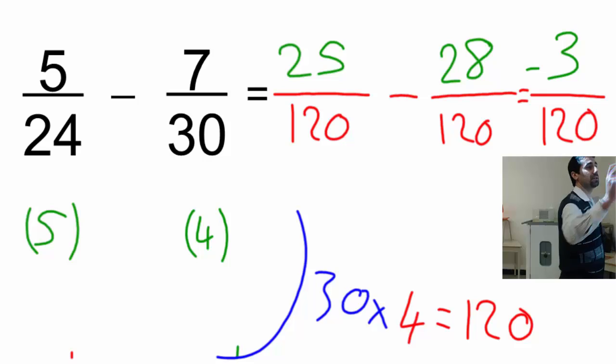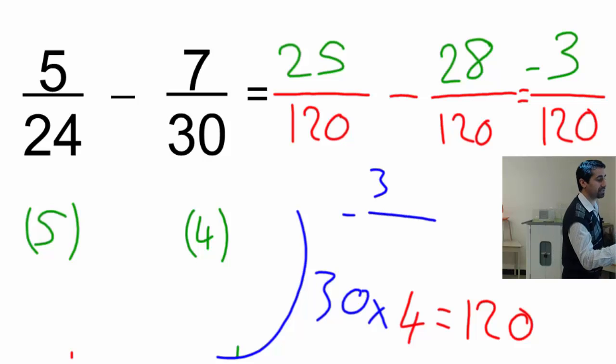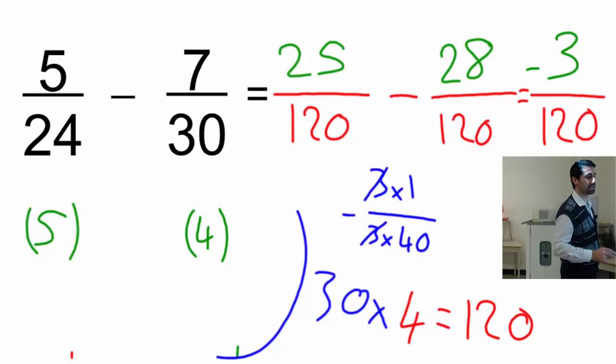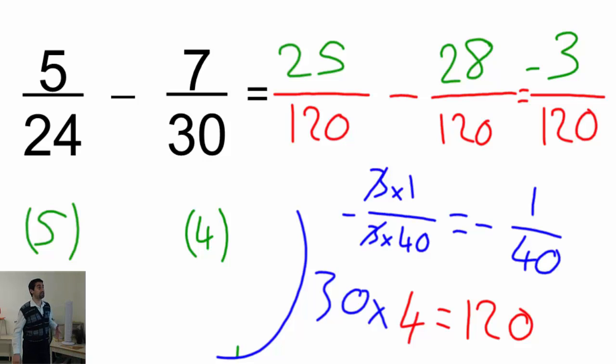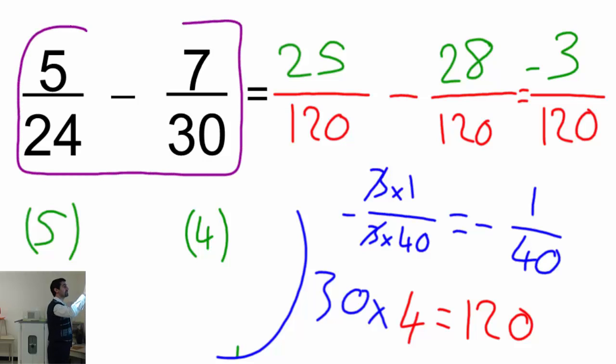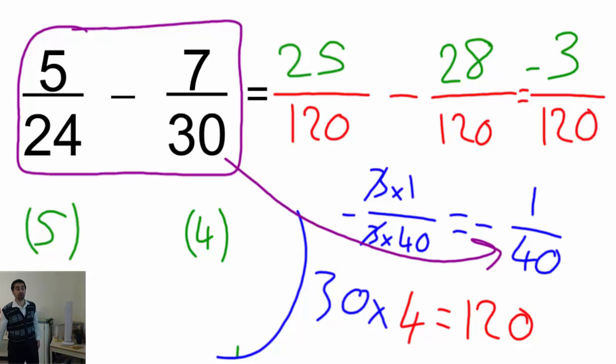So let's simplify. Remember the minus is here. I'm going to write 3 as 3 times 1, and 120 as 3 times 40. The same numbers cancel out each other, and the answer becomes minus 1 divided by 40. So, in other words, 5 over 24 minus 7 over 30 is equal to minus 1 over 40.